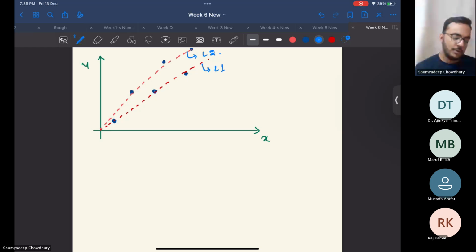Why? Your line 1 passes through 3. Okay, one more point I'll give here. Just take another point here. So your line 1 passes through 4 points. Line 2 also passes through 4 points. So how do you decide which one is more accurate?